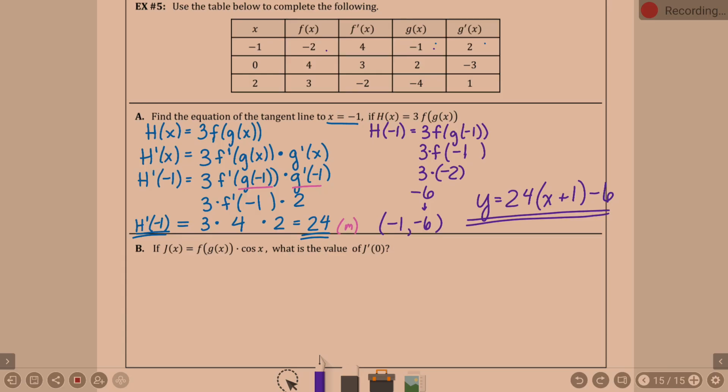Okay. Equation of the tangent line. We're always going to see that when talking about derivatives, right? Find the slope, find the point, put them in your line.